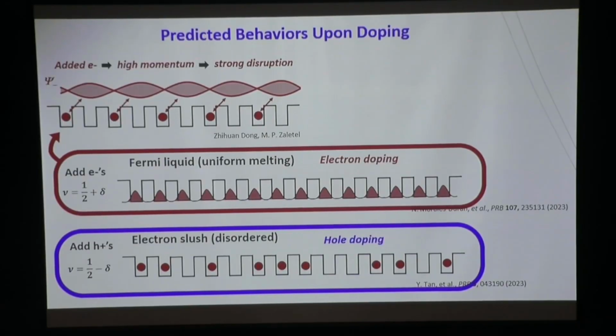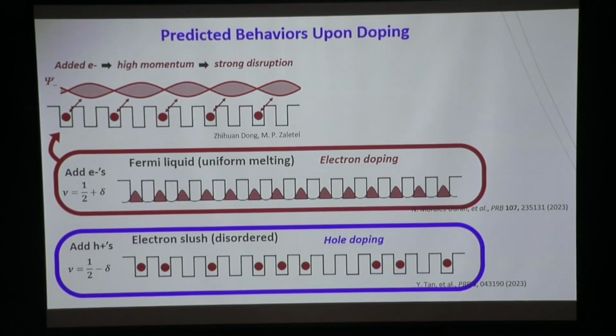Michael Zaletel and his postdoc, Jiawan Dong, did some Hartree-Fock calculations, and their calculations suggest that the reason we get uniform melting when adding electrons is because when you add electrons, they have to come in at very high momentum. And so when you look at the wave function of the high momentum electrons, the nodal pattern and the antinodes interact very strongly with the Wigner crystal, and you get very strong Coulomb repulsion, which causes the Wigner crystal to just fall apart.